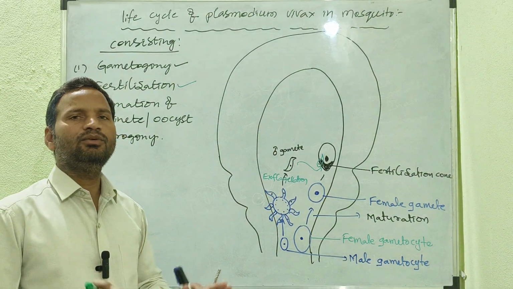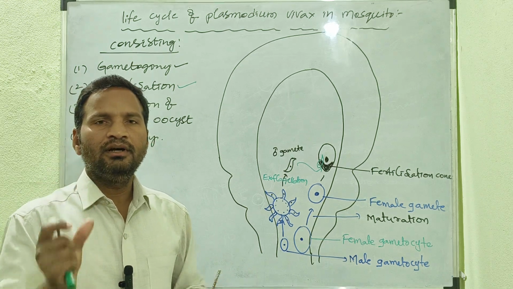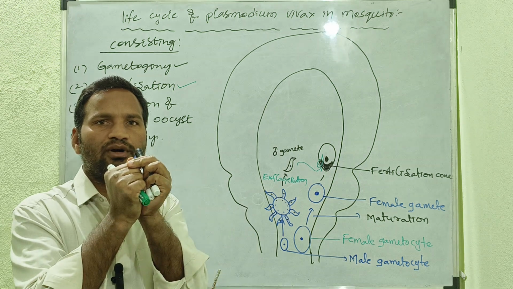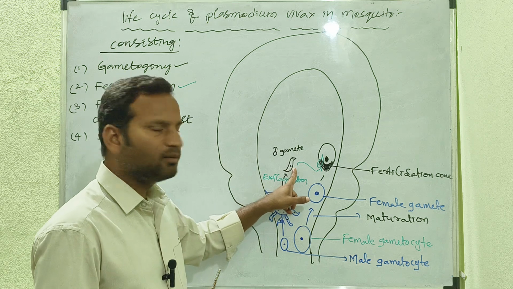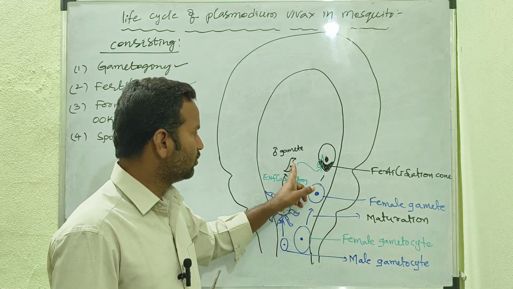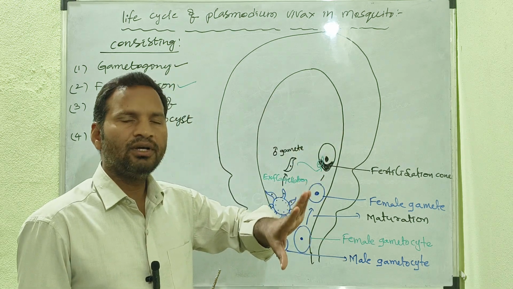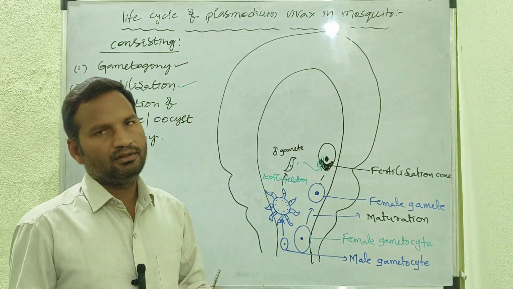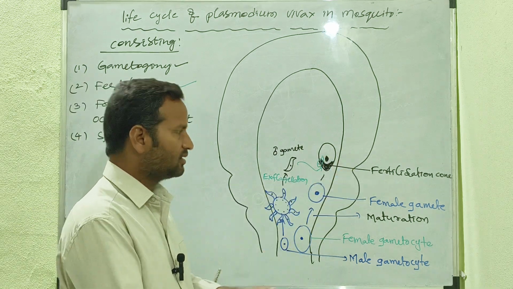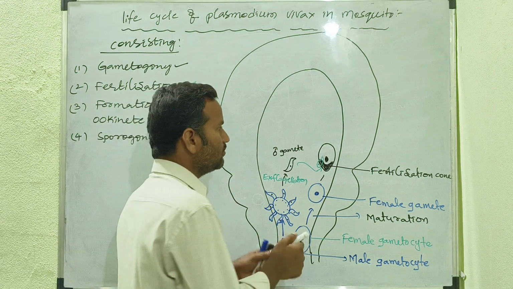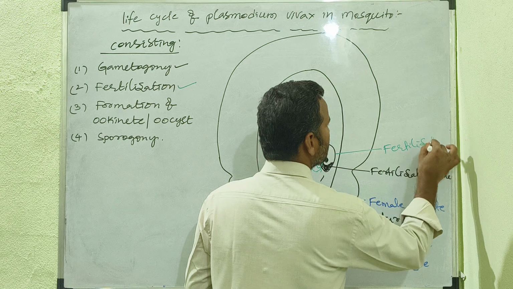Got it? Next, let us discuss the next step, that is fertilization. I think you know very well about fertilization also. Fertilization means the male and female gamete fuse to form a zygote. See there, this is the male gamete, and this is the female gamete. When the male and female gametes fuse to form a zygote, a new structure, it is called fertilization. This is the process of fertilization.